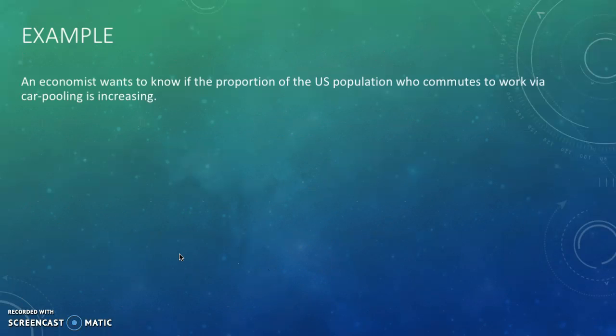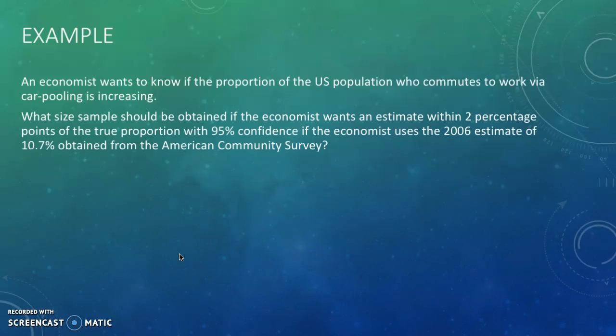Okay, so for example, an economist wants to know if the proportion of the US population who commutes to work via carpooling is increasing. What size sample should be obtained if the economist wants an estimate within 2 percentage points of the true proportion with 95% confidence if the economist uses the 2006 estimate of 10.7% obtained from the American Community Survey.